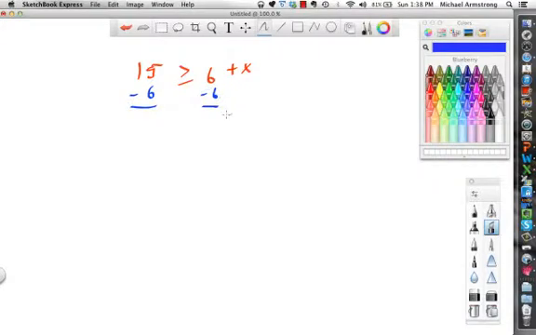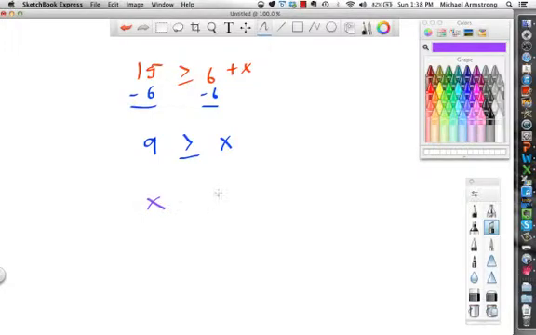Okay, and 6 take away 6 is 0, so 0 plus x just leaves us with x. Over here on the right side of the equation, 15 minus 6 is 9, because 9 plus 6 is 15. So 9 is greater than or equal to x. But we usually like to write that with x first, and that's one of the things we need to talk about. How do I turn this around?